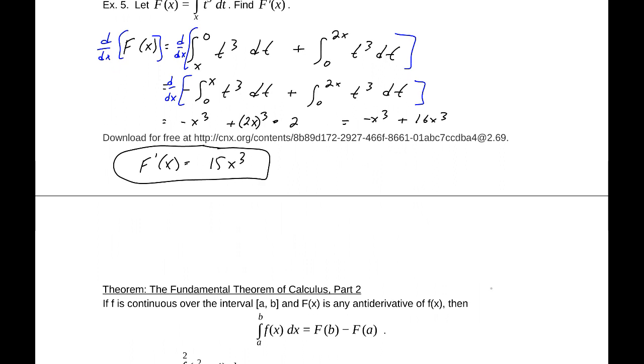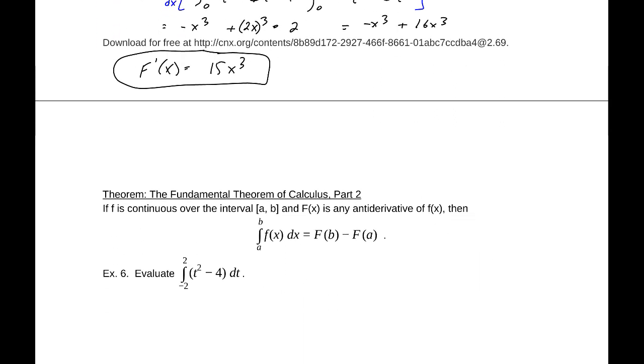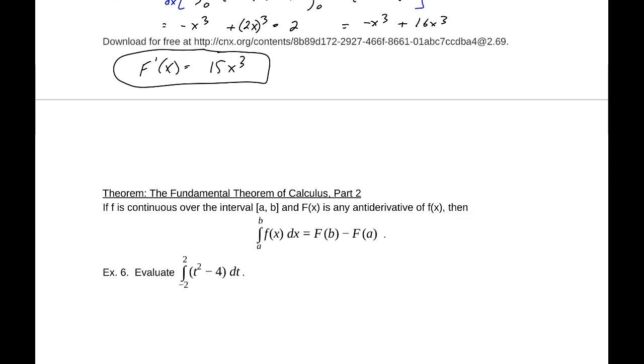All right, example 6. Well, you might want to cover the second part of the fundamental theorem of calculus. If f is continuous over the closed interval from a to b, and capital F of x is any antiderivative of f of x, then the integral from a to b of f of x dx equals capital F of b minus capital F of a. So we want to find the antiderivative of our integrand, evaluating it at those endpoints, the upper first minus the lower endpoint.